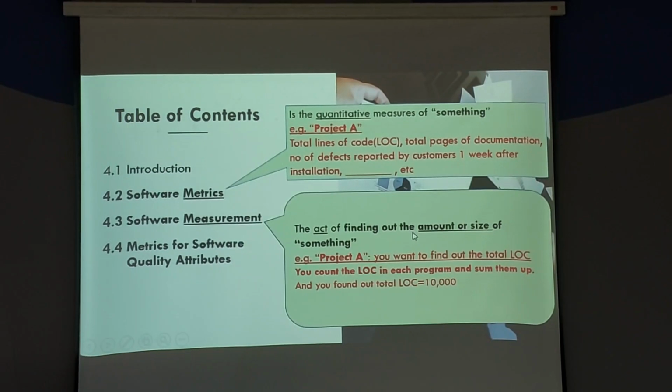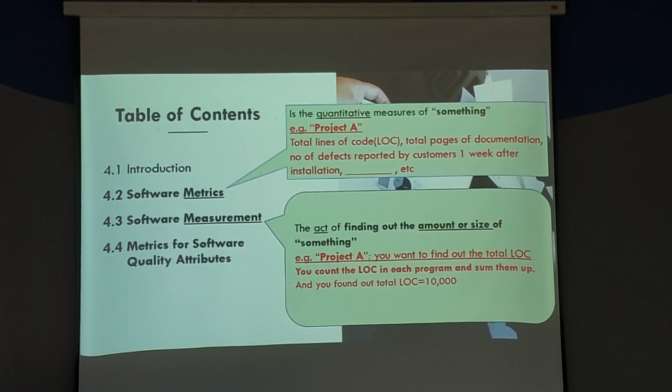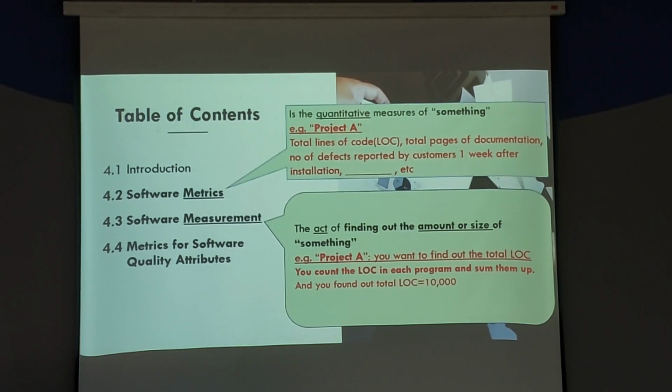So measurement here is the act of finding out the amount or size of something. Again here something is project A. For example, project A, you want to find out total lines of code. If you want to find out in project A there are how many lines of code, then you need to count lines of code in each program and then sum them up. After you sum up, you may find out that total lines of code is 10,000. So counting lines of code in every program and then summing it up is the act of finding out the amount or size of something.